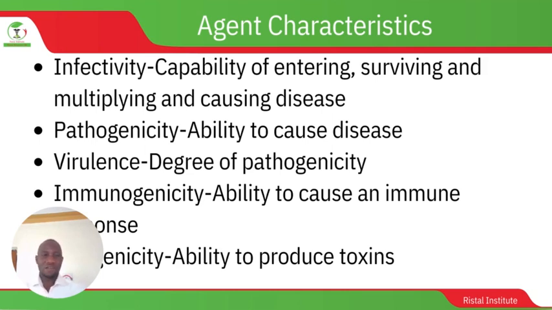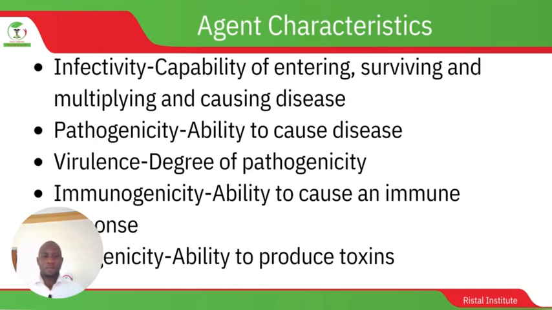So this agent must have certain properties for it to be able to cause a particular disease in a susceptible host. So we look at issues like infectivity, which is the ability of the organism to enter the host and then multiply and then cause a disease. And then the extent or the ability of this microorganism to cause a disease is what we call pathogenicity. And then we look at virulence, which is the degree of pathogenicity.